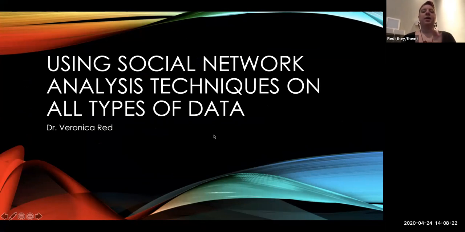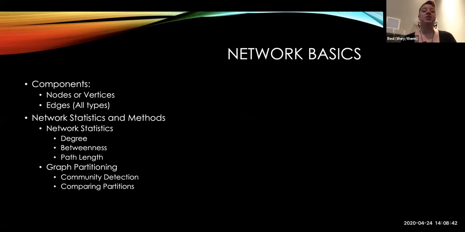All right, so I'm going to talk a little bit about using social network analysis techniques on all different types of data. And before I do that, I'm going to talk a little bit about what a network is. So networks have a bunch of different components. So networks can either have nodes or vertices, and we're going to talk a little bit about what those are. And they can have edges. Now, a node or a vertex in a network is the thing that we are studying, and the edges are the connections between those things.